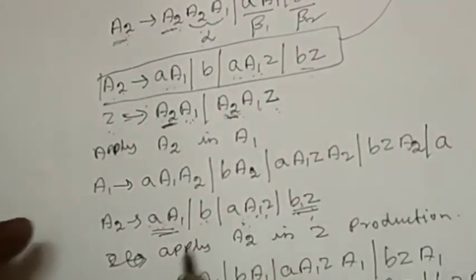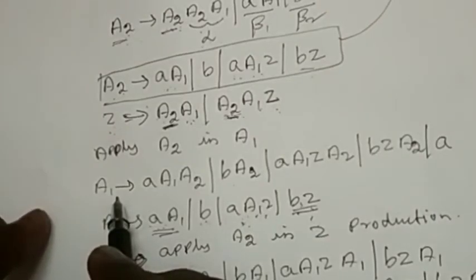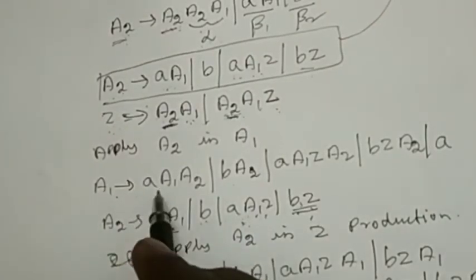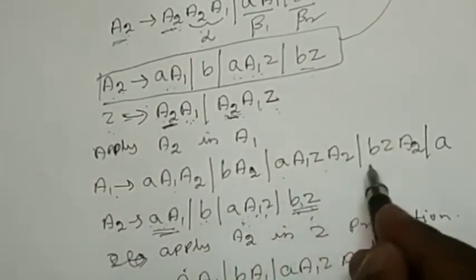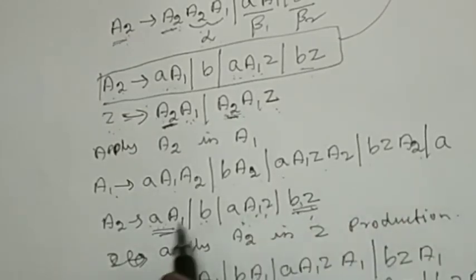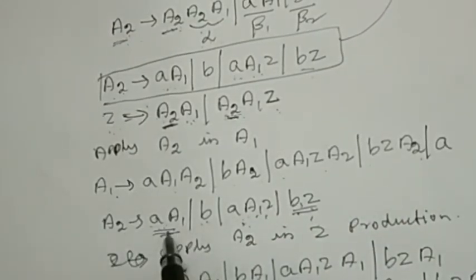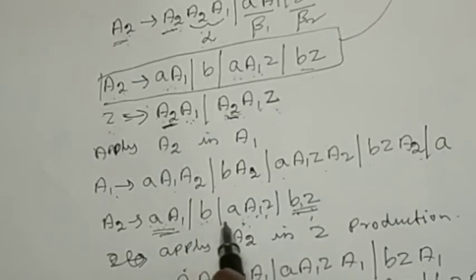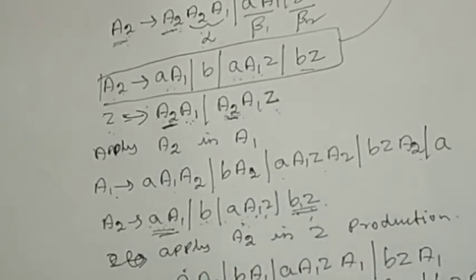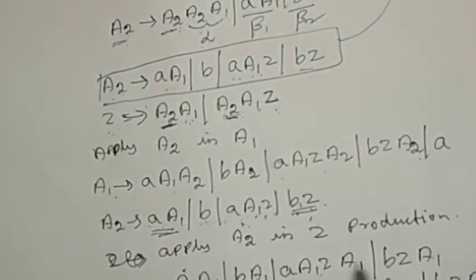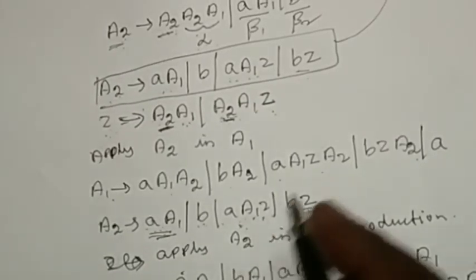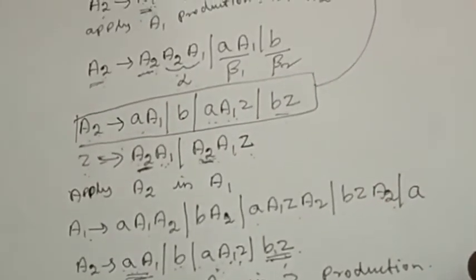And if you take A1, check it out, A1 has productions which start with terminals followed by non-terminals, and A2 also starts with terminals followed by non-terminals. And you take up Z, it also starts with terminals and non-terminals. So that's it. This is called Greibach normal form.